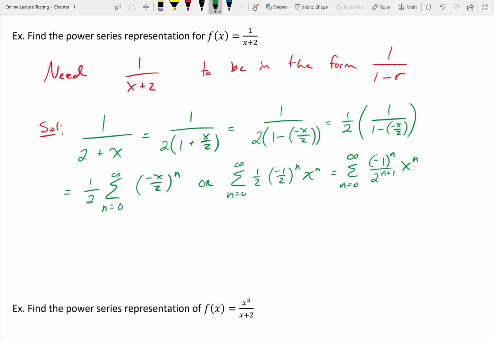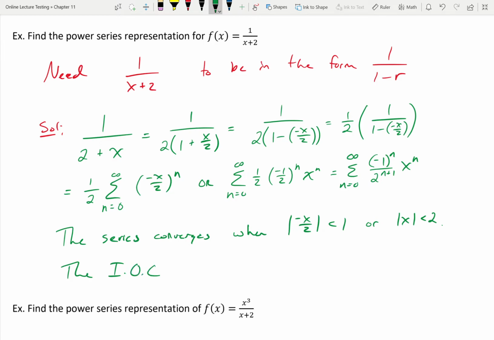Now again, to focus on the interval of convergence, the series, because it's geometric, converges when the absolute value of negative x over 2 is less than 1. Or, by rewriting this, the absolute value of x is less than 2. The interval of convergence is -2 to 2.